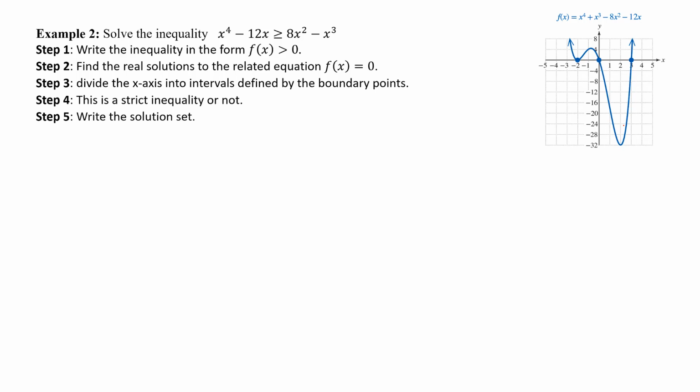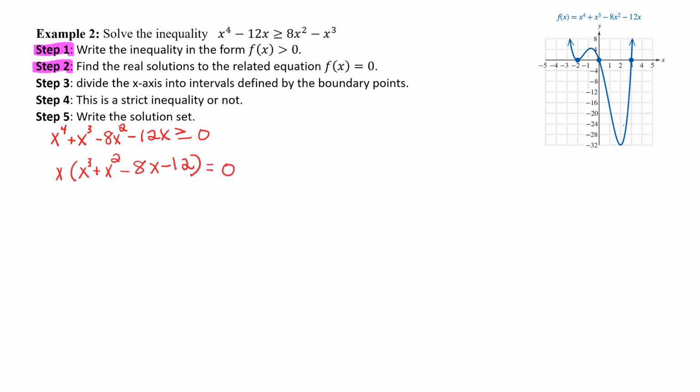So solve the inequality x to the fourth minus 12x is greater than or equal to 8x squared minus x cubed. So again, the first thing we're going to do is write the inequality in the form f of x is greater than or equal to 0. So we're going to get everything on one side, and this is what it looks like. And now we are going to find the real solutions to the related equation f of x equals 0.